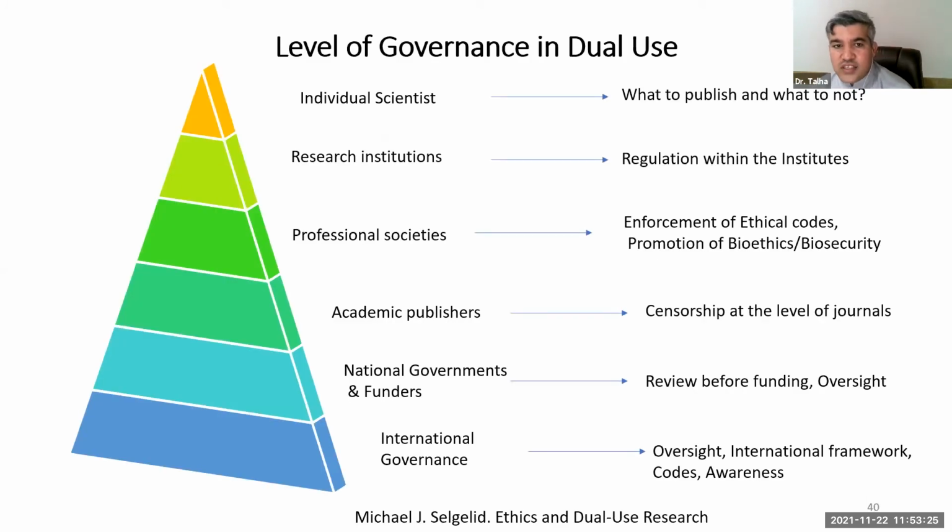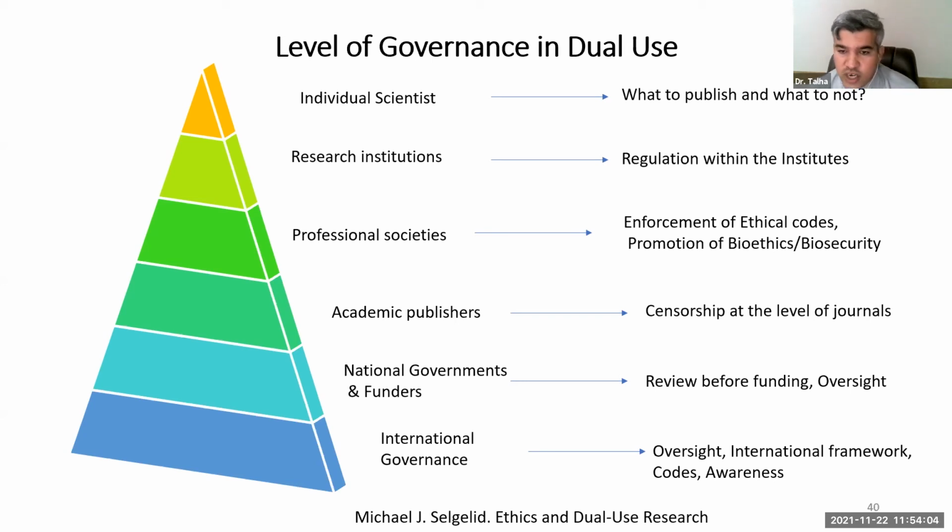Lastly, about suggestions: what can we do? What can be the level of governance regarding the dual use of this? It is ultimately up to the individual scientist to decide what he or she publishes, what is sensitive, what sensitive data can be misused by people and should not be available in the public domain. And the research institutions should regulate and review within the institute for any dual use of the technology or the research.